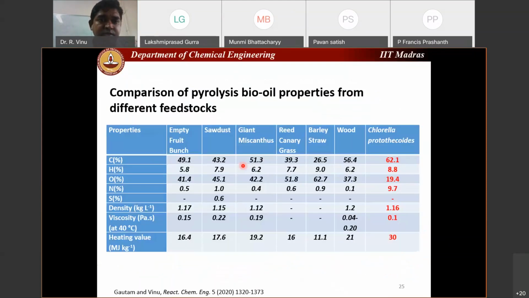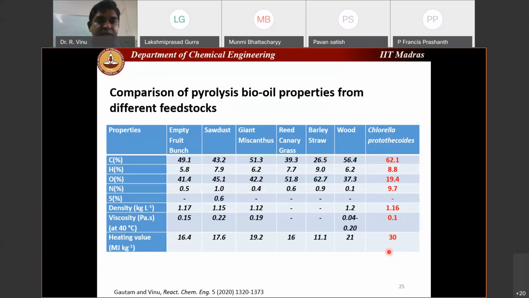So algae pyrolysis results in bio-oil. The properties of this bio-oil from algae are significantly different, and in fact, in many senses better compared to conventional terrestrial biomasses like palm fruit bunch, sawdust, miscanthus grass, or wood. You can see that carbon is high, viscosity is low, equivalent to a light fuel oil, and heating value is very, very high.